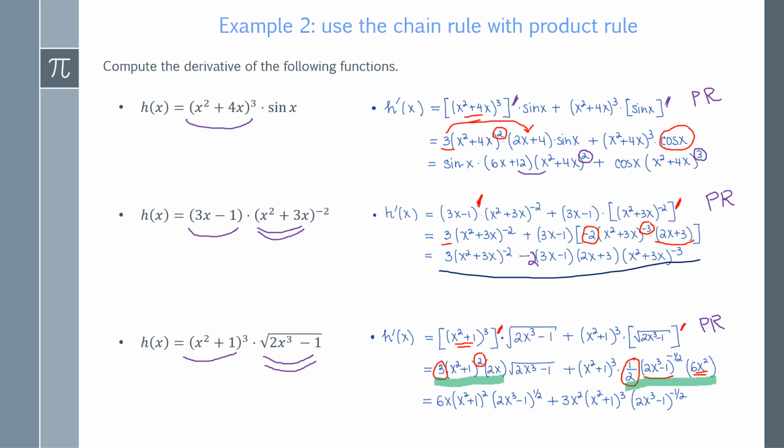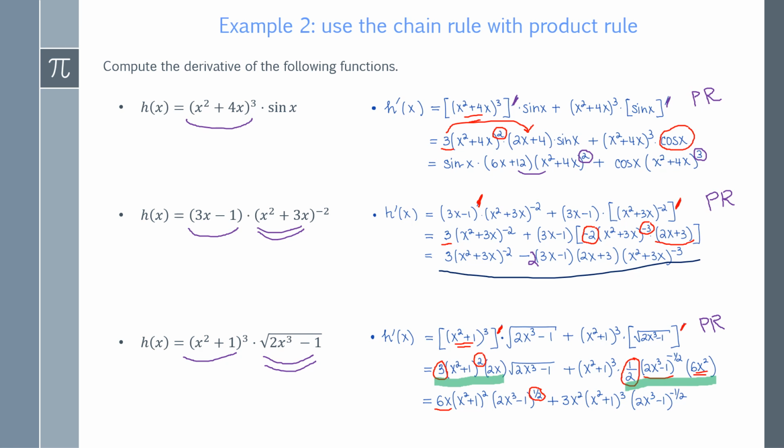Let's see, so what did I do for the first group? I put together 6x, so that's 3 times 2x, and then just rewrote all the other terms. So (x squared plus 1) squared times (2x cubed minus 1) raised to the 1/2. You can keep it as just square root. It doesn't matter. I just wanted to have all the powers here.